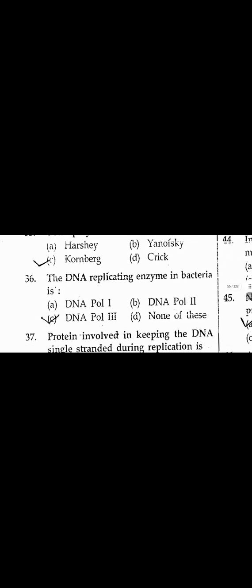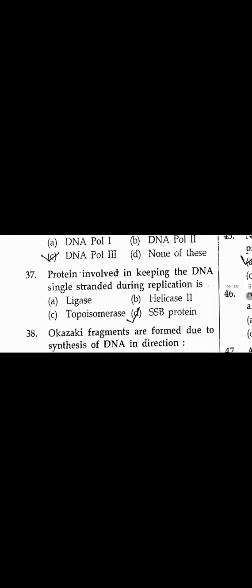Question number 36. The DNA replicating enzyme in bacteria is option C, DNA polymerase III. Question number 37. The protein involved in keeping the DNA single stranded during replication is option D, SSB protein. Question number 38. Okazaki fragments are formed due to the synthesis of DNA in the direction of 5 prime to 3 prime. Question number 39. Deamination of adenine leads to the formation of option B, hypoxanthine.